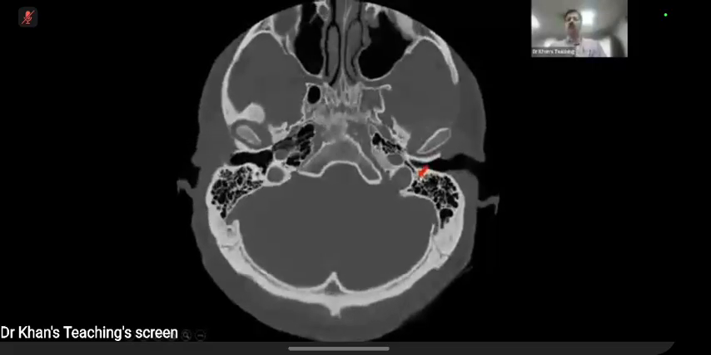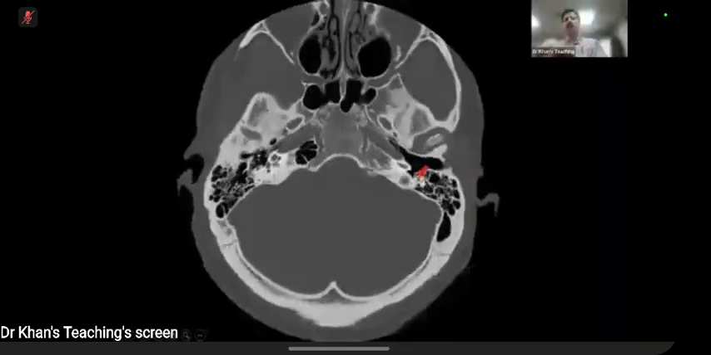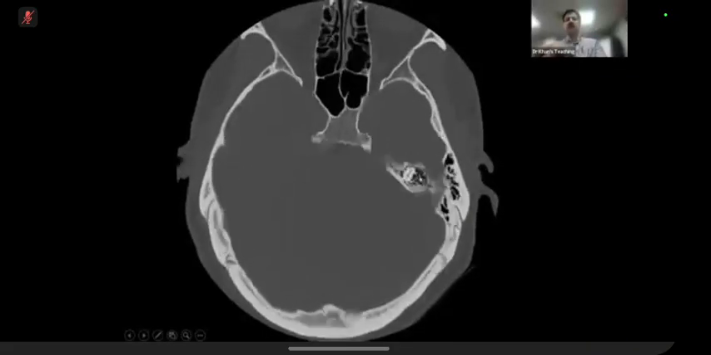Okay, so what we do is that we go to the coronal section. And again, first of all, let's orient ourselves. So, if you see here, this is the internal auditory canal. Now, this is a very, very powerful landmark here, that this is the lateral semicircular canal, this is the superior semicircular canal, this is the internal auditory canal.